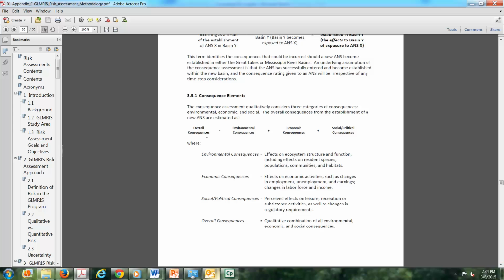there were several consequences identified. Environmental consequences, which you see here, effects on ecosystem structure and function. There were economic consequences, effects on economic activities. There were social and political consequences. And because this is a qualitative risk assessment, there was a means by which the other 3 consequences could be combined into an overall consequence assessment.